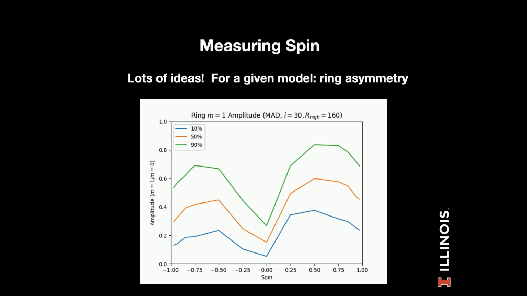And for each model, the magnitude of the asymmetry fluctuates in time. And so you have to compare the distribution of observed asymmetries in a movie to the expected values from a simulation. And you have to believe the simulations.